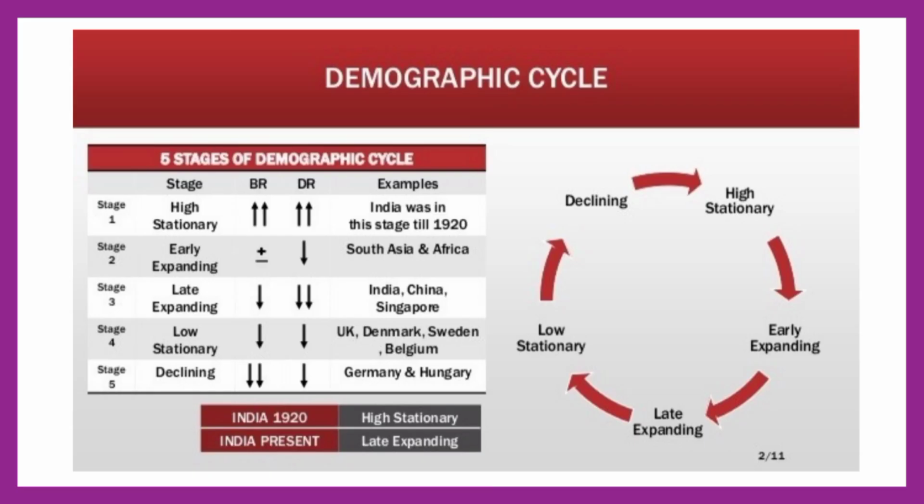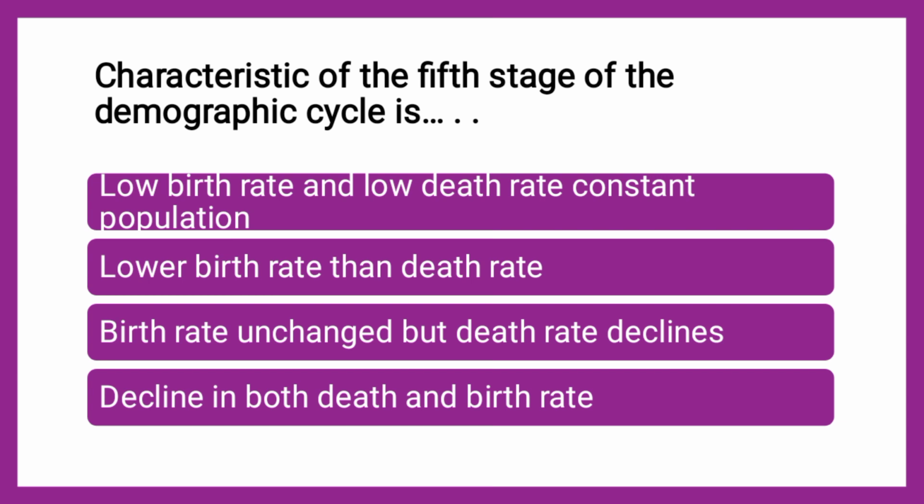So as you can see here, it is developed countries such as UK, Sweden, Denmark, etc. These are there in the low stationary phase, wherein birth rate and death rate both have declined and they are at the constant rate. Next question is, characteristic of fifth stage of demographic cycle is dash. Now fifth stage is known as decline stage, or it is also known as negative growth stage. So here what happens, birth rate has so declined that it is very much less than death rate. So population is at negative growth.